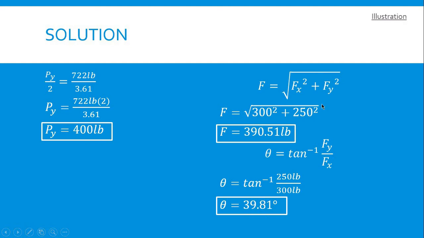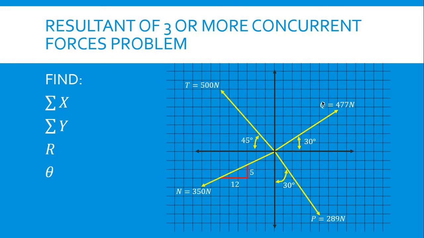Next, for the resultant of 3 or more concurrent forces problem, we must find the summation of x, the summation of y, the resultant, and the angle of inclination in this illustration. In solving the resultant of 3 or more concurrent forces, we must first consider the positives and the negatives of the forces in x and y.